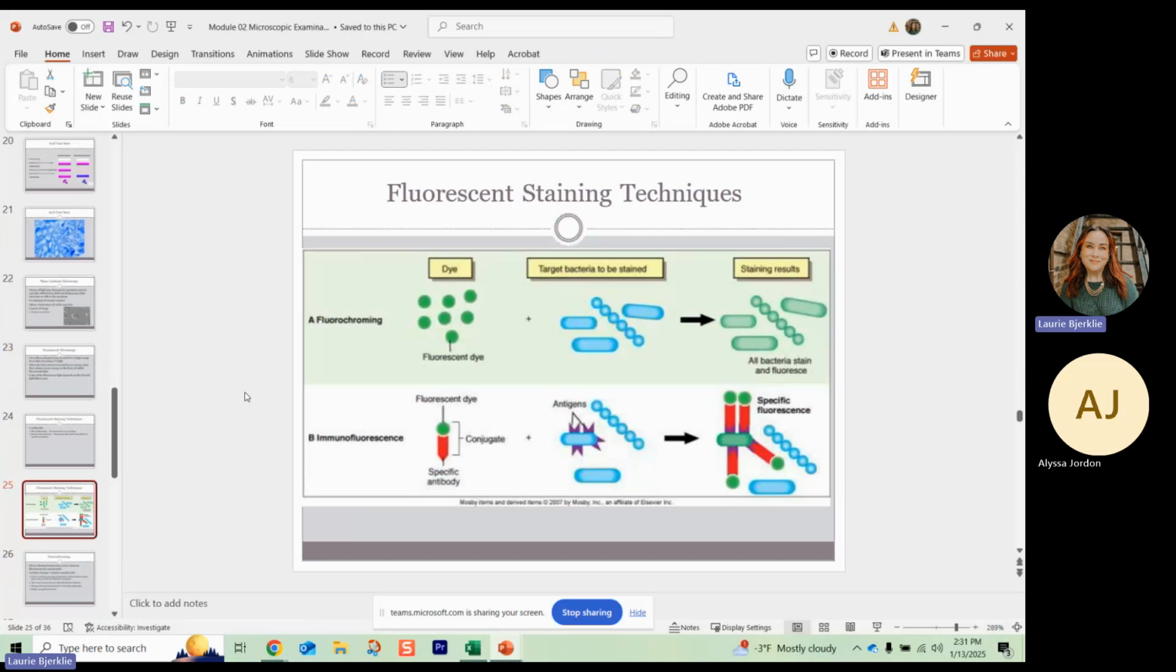So here I have kind of a visual representation. I know it's a little cloudy or fuzzy. Fuzzy would be a better word. But again, fluorochromes, they're just the dye itself that are looking for the bacteria to stain. Once they see that, they attach on and they light up, they fluoresce. Whereas immunofluorescence is a dye attached to an antibody, and then it goes and looks for the antigen to the antibody. You will learn all about that in immunology. But once it finds its antigen of choice, then it attaches on and then it fluoresces.